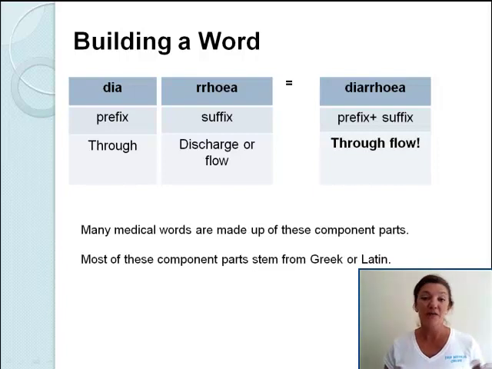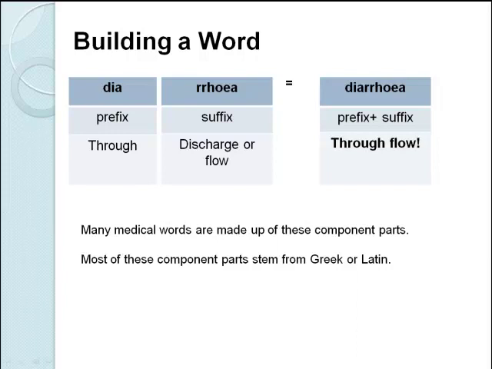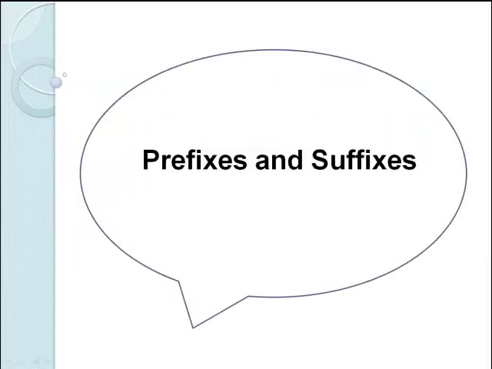You now know the theory of building up a word, and many medical words are made up of these component parts. And knowing these little bits that you add at the end or in the middle will aid you to break down words and work out what the meaning is. So let's look at some of these component parts. In this section, we are going to look at the prefixes and suffixes. We're going to start with suffixes.